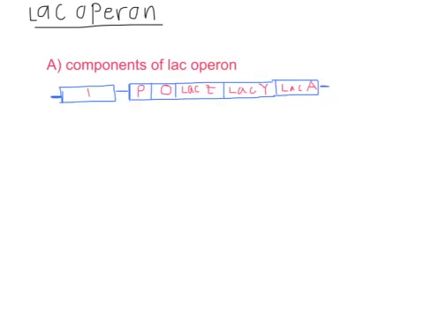The lactose utilizing genes, which are right here, are the structural part of the genes. So LacZ is what helps create beta-galactosidase. LacY is what helps create permease. And LacA is what creates transacetylase.